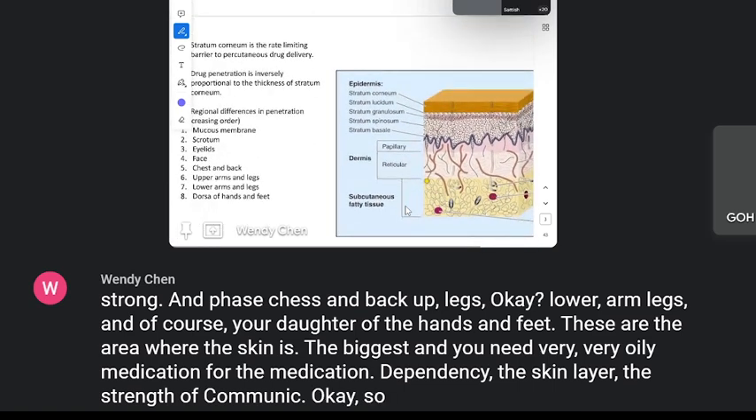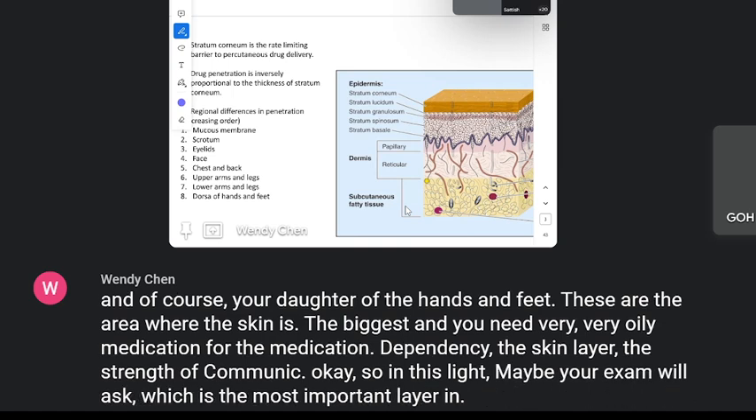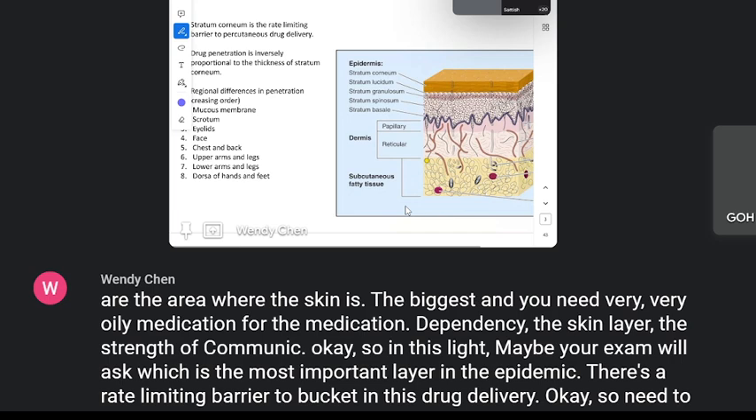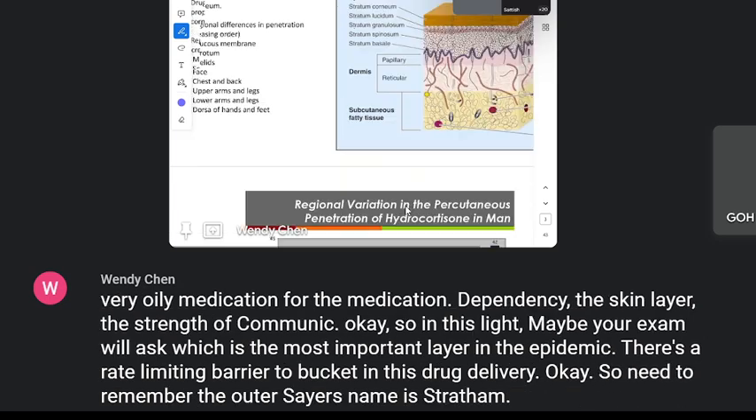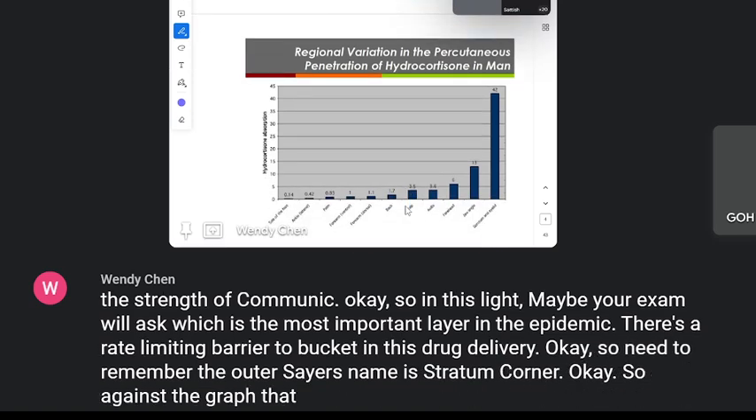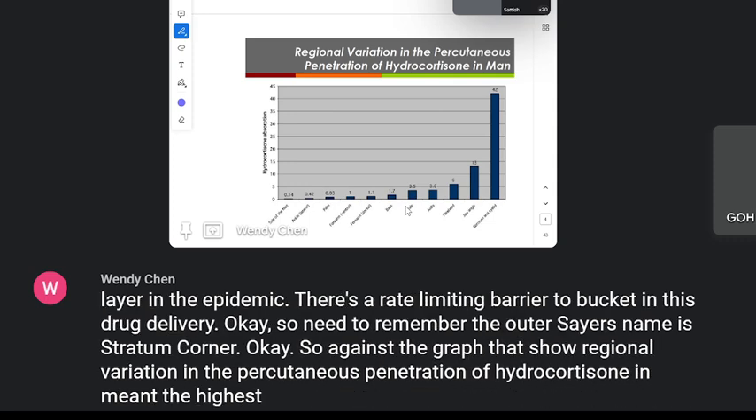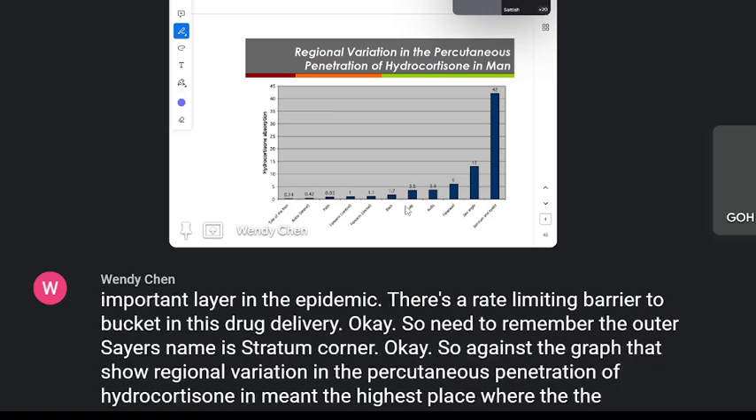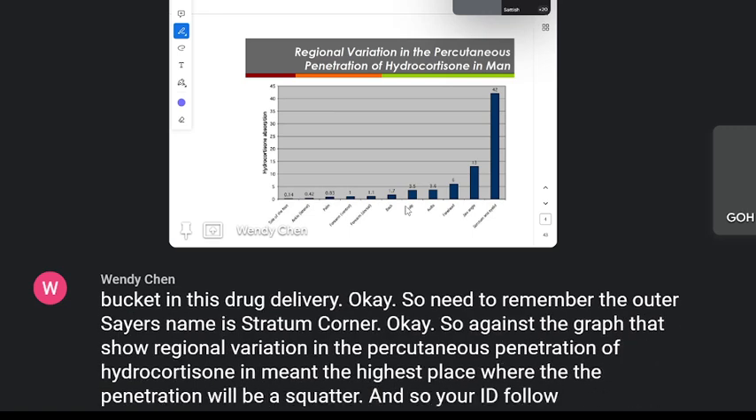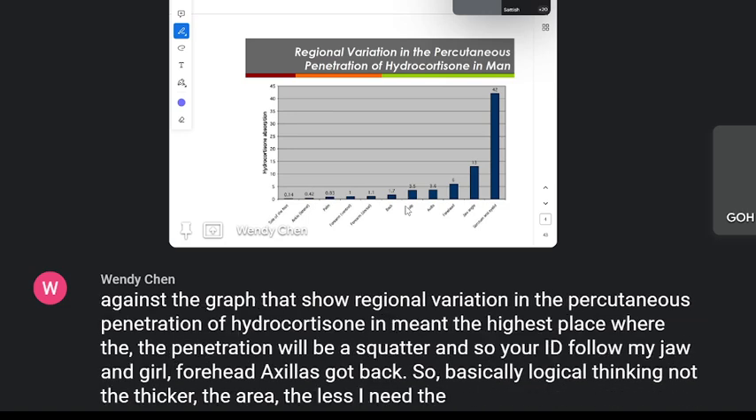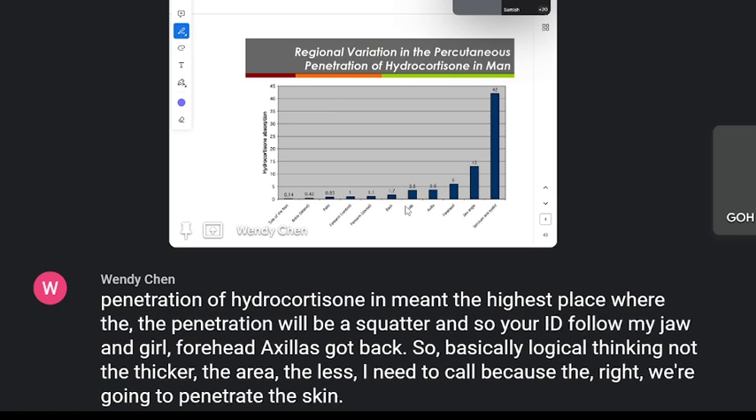So in this slide, maybe your exam will ask which is the most important layer in the epidermis. It is the rate limiting barrier to percutaneous drug delivery. So you need to remember the outer layer's name is stratum corneum. Again, this is a graph that shows regional variation in the percutaneous penetration of hydrocortisone in men. The highest penetration is at your scrotum and also your eyelid, followed by jaw, ankle, forehead, axilla, scalp, back. So basically, logical thinking: the thicker the area, the less likely the corticosteroid is going to penetrate the skin. The thickest area is the sole of your foot.